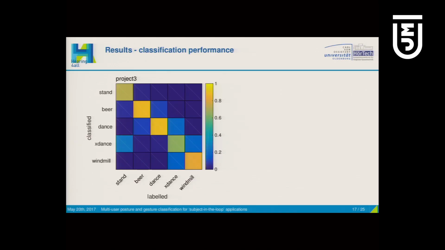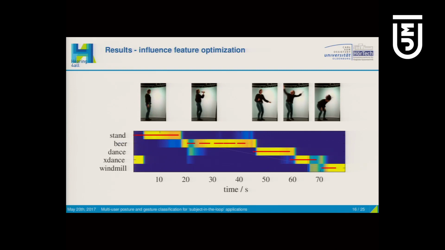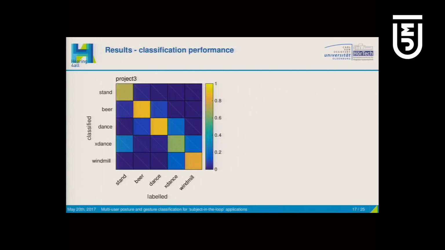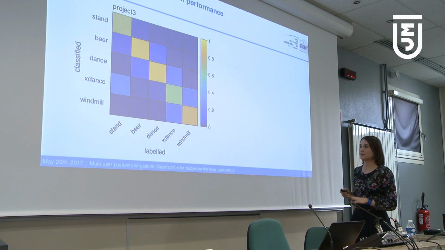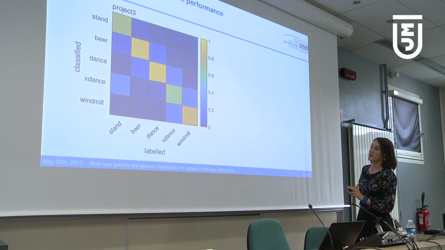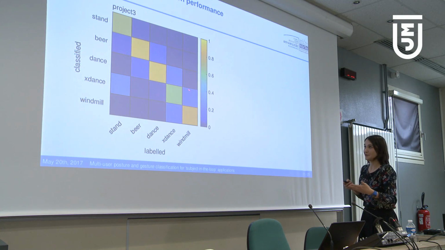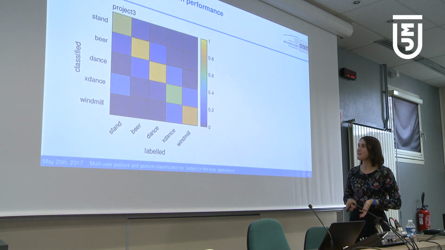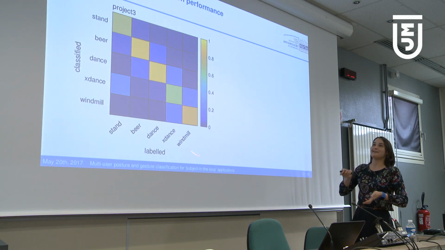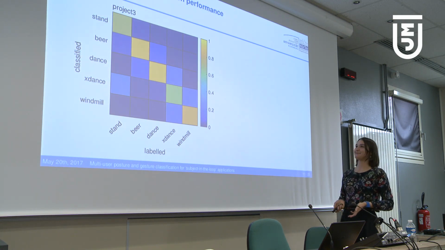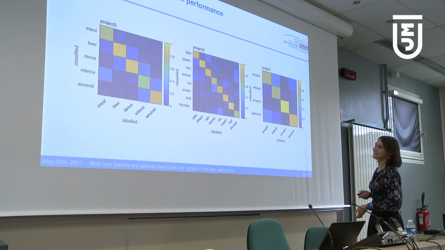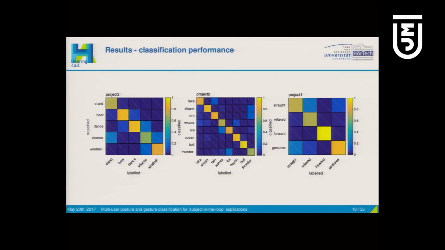This confusion matrix is just the average over time, but we can see the confusions a bit better here. For example, windmill was confused with extreme dance, and extreme dance with windmill, and dance with beer, and so on. So there were some confusions, but in general, a yellow diagonal means a good result. In the case of all these projects, it was quite good.